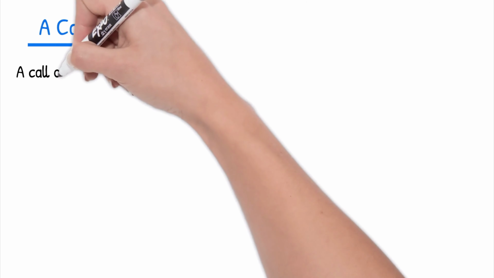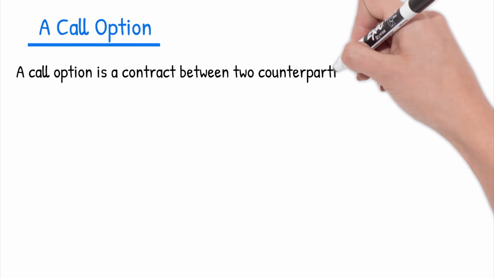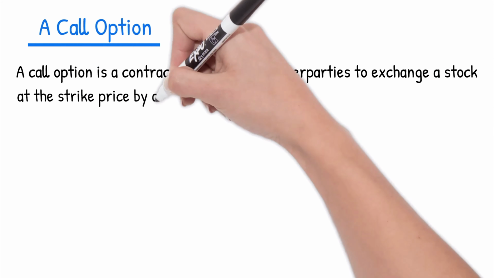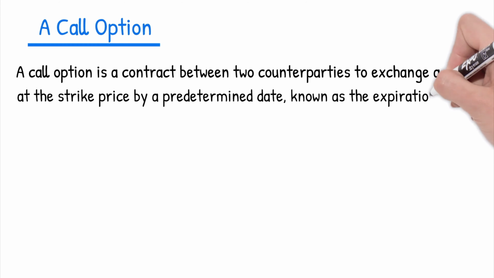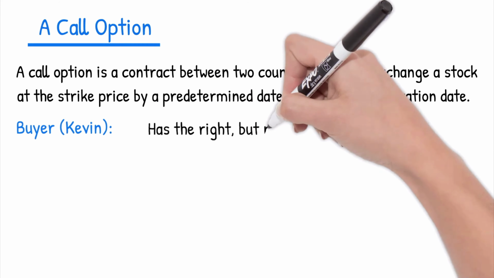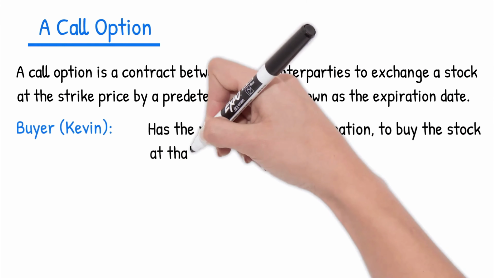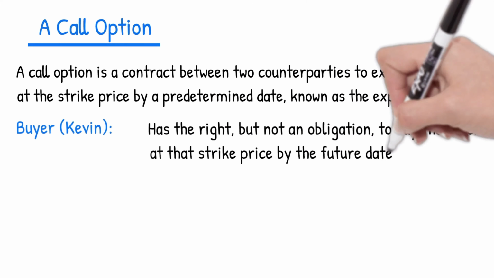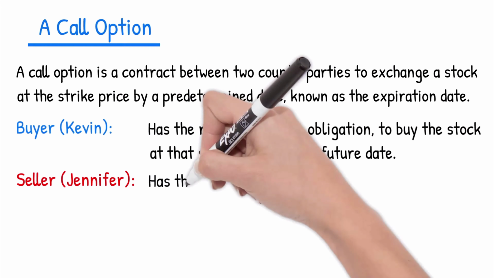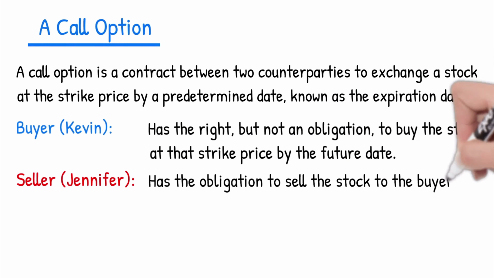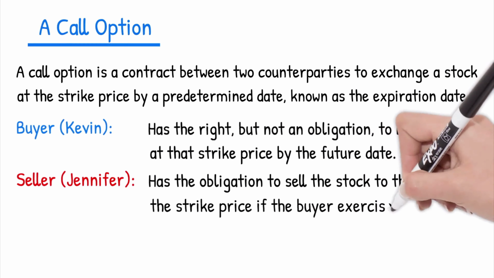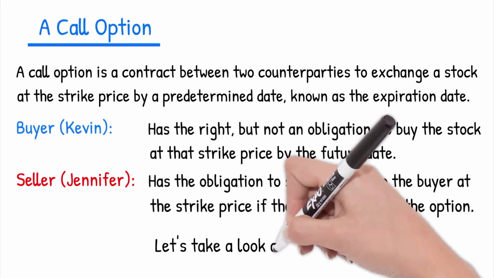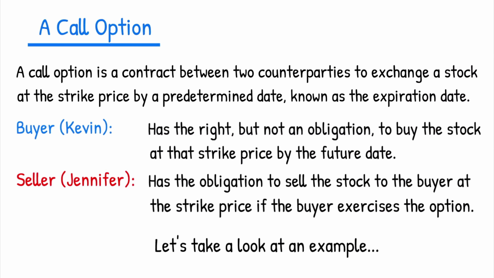So, with this example in mind, let's define a call option specifically in the context of the stock market. A call option is a contract between two counterparties to exchange a stock at the strike price by a predetermined date, known as the expiration date. One party, the buyer of the call, in our example Kevin, has the right but not an obligation to buy the stock at that strike price by the future date. The other party, the seller of the call, Jennifer in regard to the house sale, has the obligation to sell the stock to the buyer at the strike price if the buyer exercises the option.